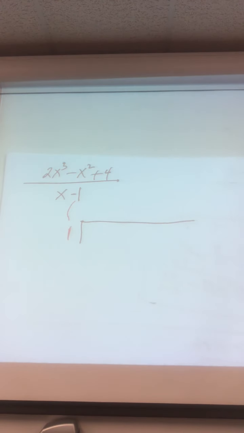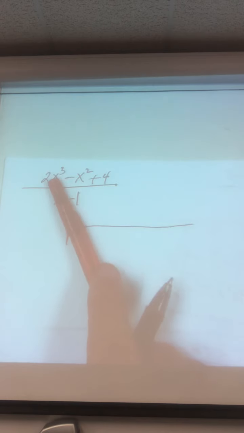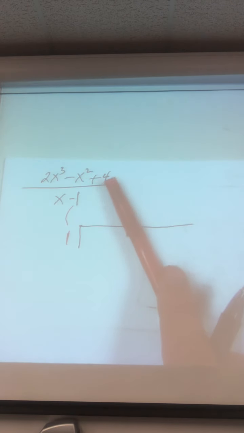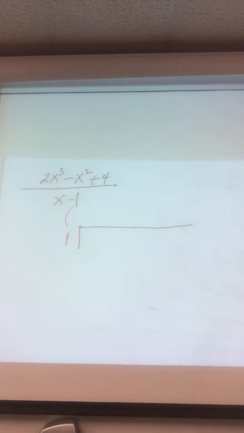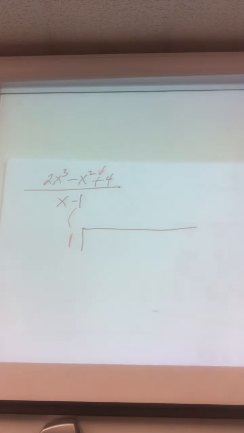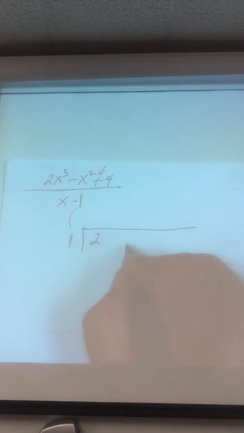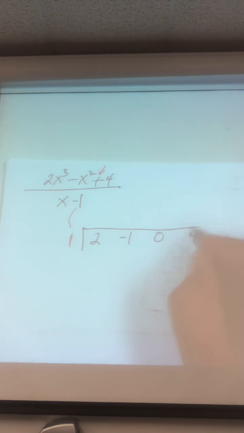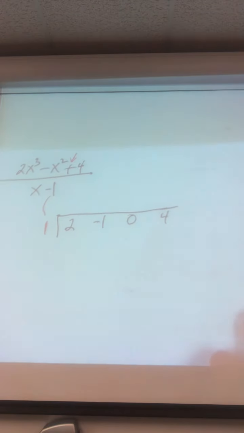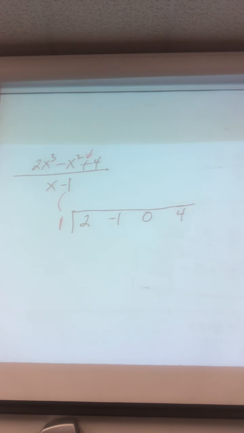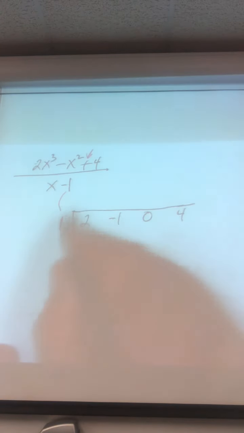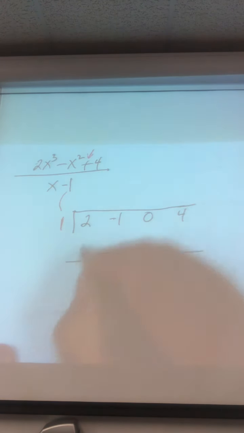Now, here's what makes this one different. Notice right here, this is x3, x2, and then a constant. So it's in descending order, but if you'll notice, there's a missing x in here. There's no x term. So what you have to do when you're writing these numbers out is you have to account for that missing term. So you must put a 0 in for that missing term. If you do not, your answer will be wrong. So you have to put a 0 for every missing term in this dividend. Now, once you put that 0 in, everything works the same.